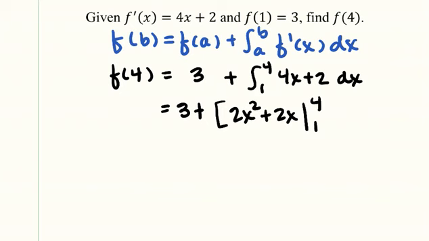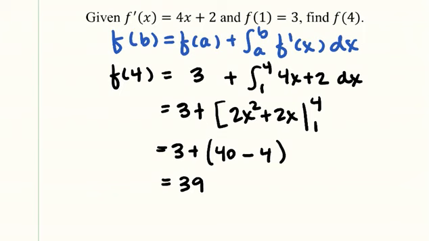I can plug in 1 and 4. So this is 3 plus: 2 times 16 is 32, plus 8 is 40. Then when I plug in 1, I get 2 plus 2 is 4. So I've got 3 plus 36, and I'm getting 39 again. We see it works both ways. It doesn't matter how you look at it. But in general, this form is going to be much more convenient, especially for things that we're going to need a calculator for.